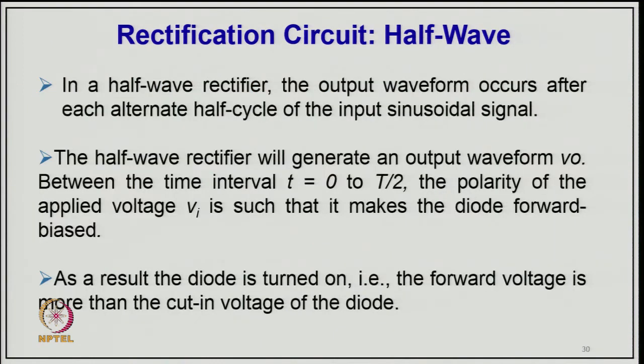In a half wave rectifier, the output waveform occurs only after each alternate half cycle of the input sinusoidal signal, and the half wave rectifier generates an output waveform VO between the time period 0 to T by 2. The polarity of the applied voltage is such that it makes the diode forward biased, and as a result the diode is turned on, when the forward voltage is more than the cut-in voltage of the diode, that is 0.7 volt for silicon and 0.3 volt for germanium.